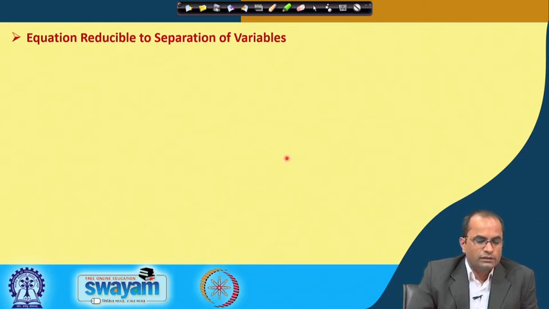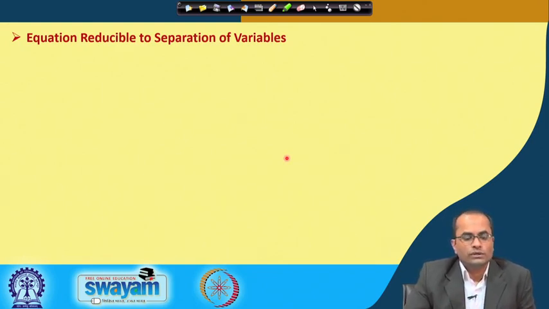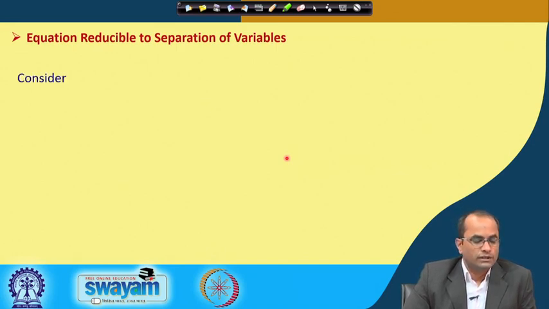The other one: there are equations which can be reduced to separable form. As such, the given equation may not be separable with respect to these variables, but it can be made separable by some substitution, and then we can again repeat the process which we have done for the separable equations.